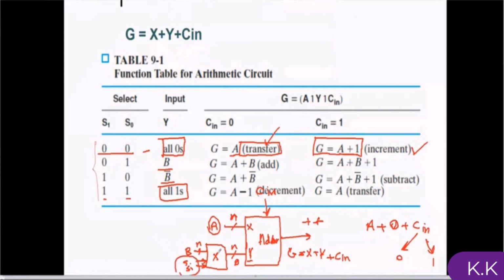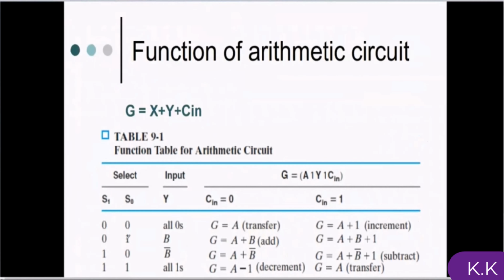If you select 0 1 from the combinational circuit that I talked about in the previous part, then we are going to give B to the n-bit ALU. So as a result, A will be added with B plus C in. So if C in is 0, A plus B plus 0 is A plus B, a simple addition. But if it is A plus B plus C in and C in is 1, then it is a different value. We call it add with carry.